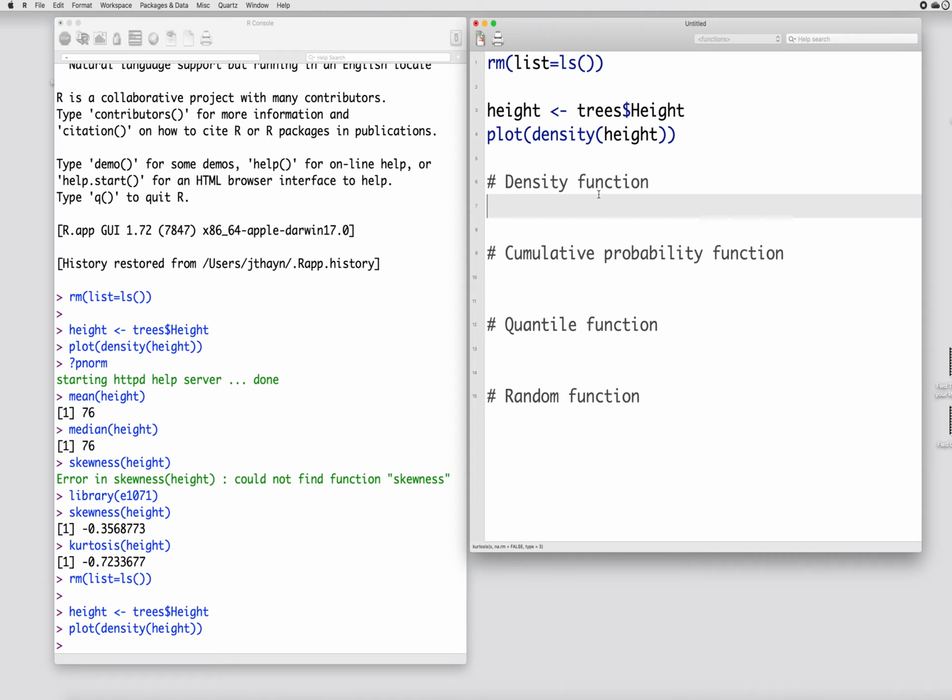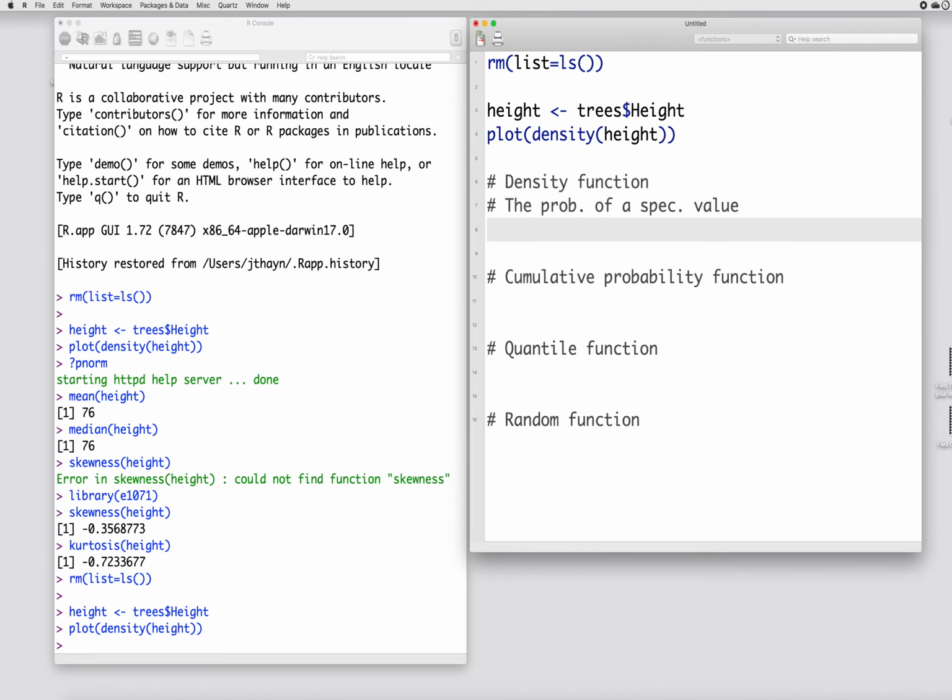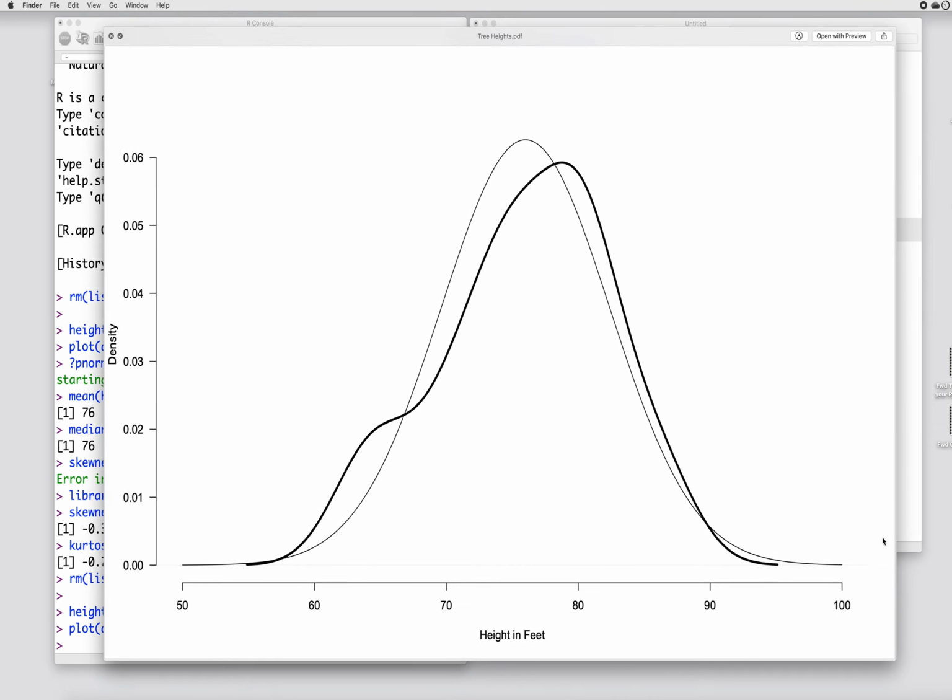So the first one is the density function, and this is what you use when you want to find the probability of a specific value. So if I look at that curve again, let me pull up an example of it here. And in this one, all I've done, the thicker dark line is the actual tree data, and this thinner line is a normal distribution superimposed over the top of it with the same mean and the same standard deviation, right?